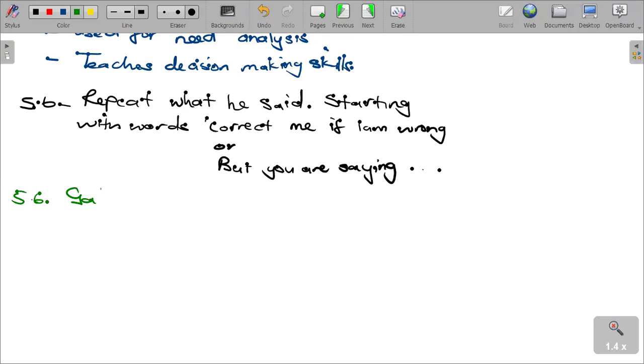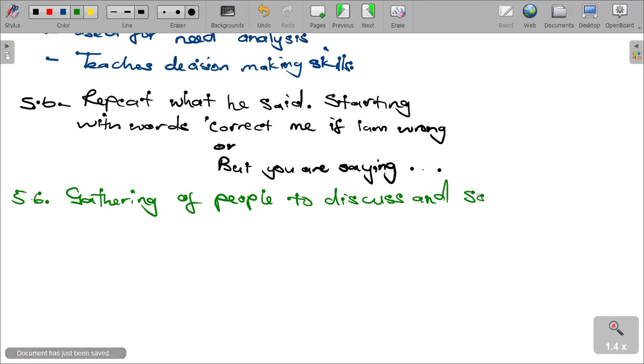A gathering of people to discuss and solve a problem. That's what you call a workshop, right?